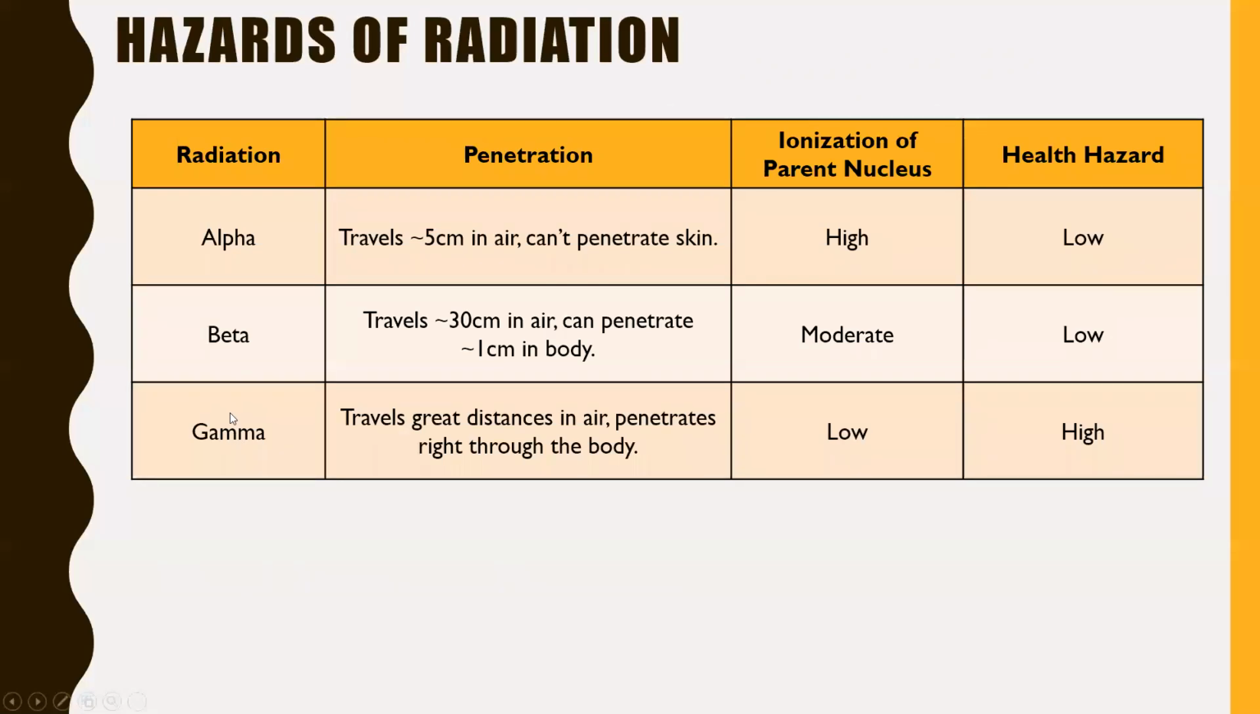All right, so breaking down the different types of radiation. If we had a normal class, I'd be getting you to jot this table down. I wouldn't worry about it though. Alpha radiation travels only about 5 centimeters in the air.